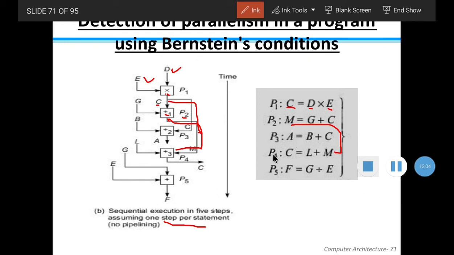Similarly we can do it for P4. We have L plus M, taken again from P2. And P5 is completely independent of the previous instructions, so G and E, and the final output will be F. So this is a sequential execution in 5 steps, assuming one step per statement.